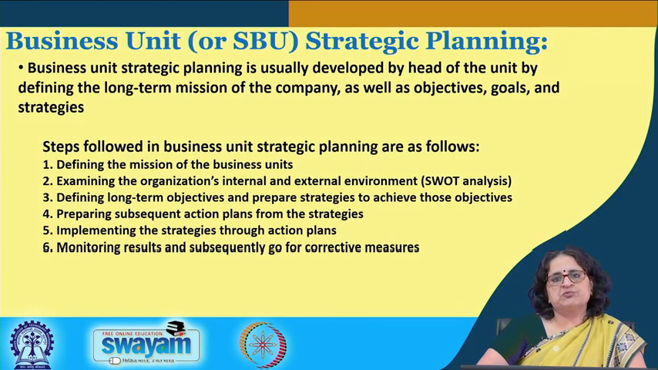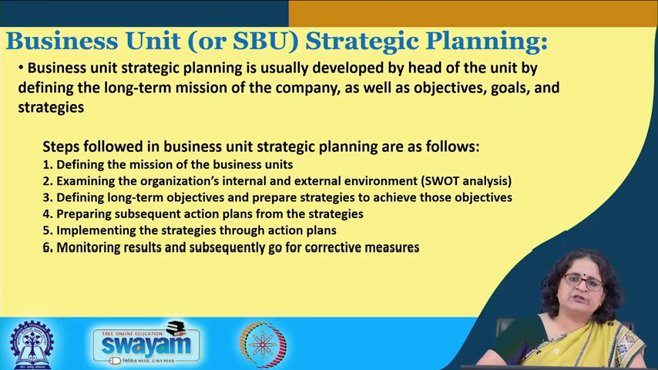The next is the SBU level strategic planning, where planning is done by the different business units, generally by the head of the unit, who defines the long-term mission of the company, as well as the objectives, the goals, the strategies. The corporate strategic plan has already been laid down by the corporate headquarters. Thereafter, it is left to the strategic business units to do their own planning.